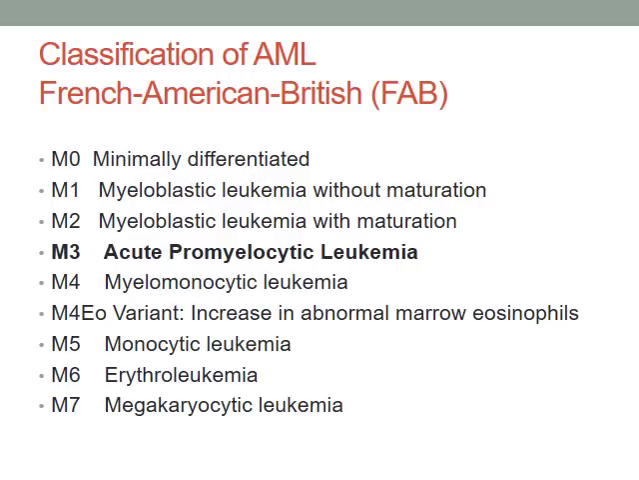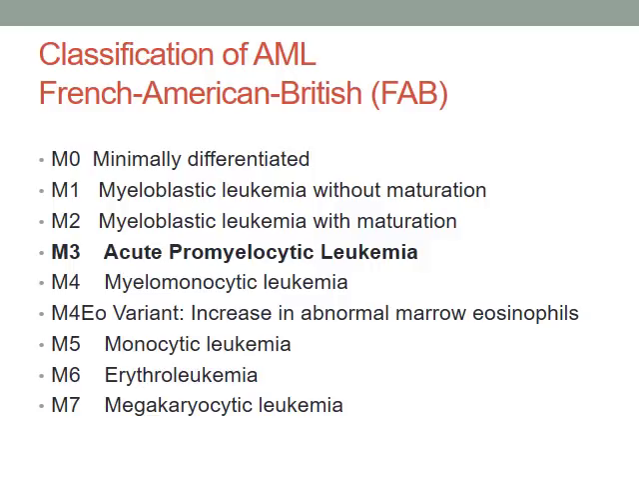AML is classified by the French-American-British classification system, which is listed here for you. You can see in the list here that each type starts with an M, which is because this is a myeloid line disease, so there's problems with abnormal myeloblasts. And you can see that there's different numbers for all the different variants. And different variants are caused by different types of blasts.